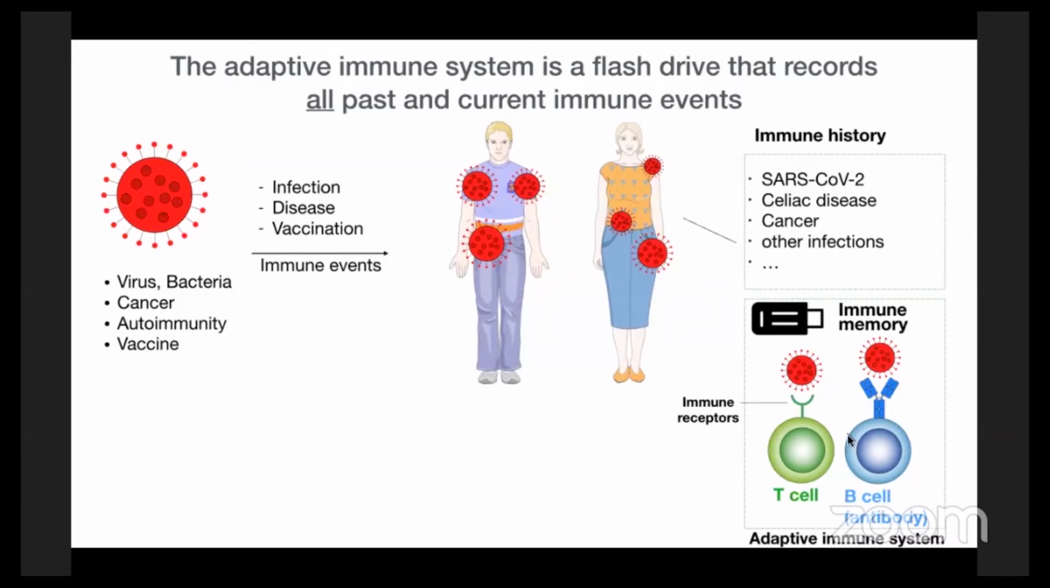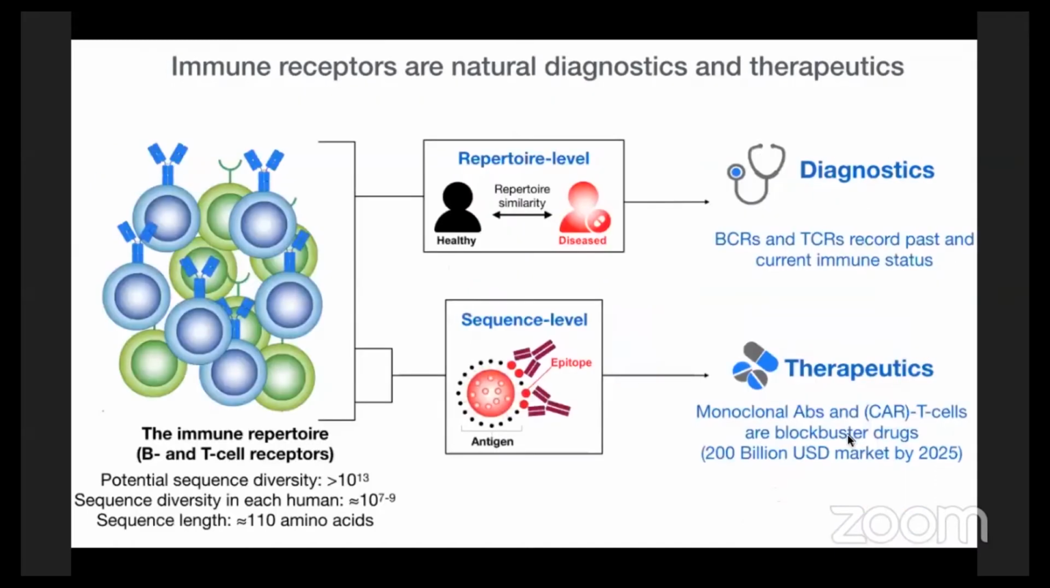So if the adaptive immune system is a flash drive that records all past and current immune events, then of course this is very much important for finding new vaccines and diagnostics. So why is the analysis of the immune repertoire so complex?